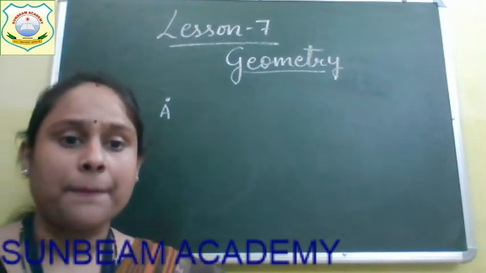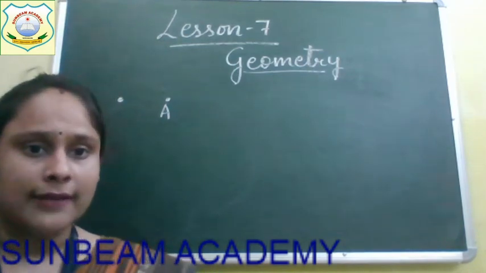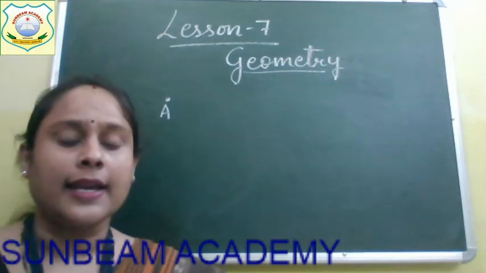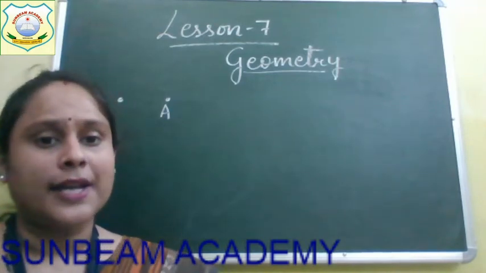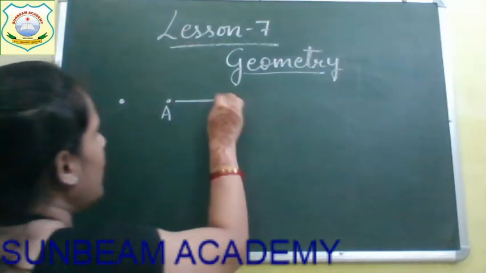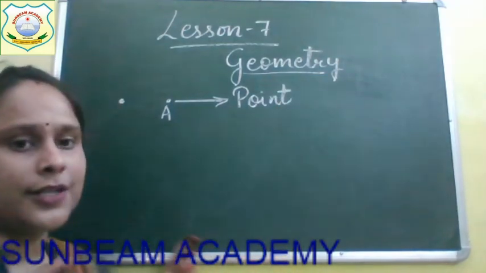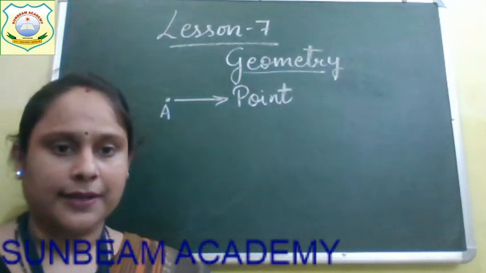It always represents the location or the place. Okay, it is not a thing. A point is not a thing. It shows the location or place of any object. Now see, this is a point. It is represented by a dot and it is always written in a capital letter.